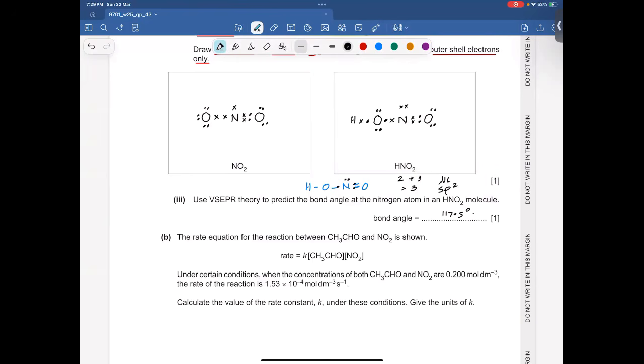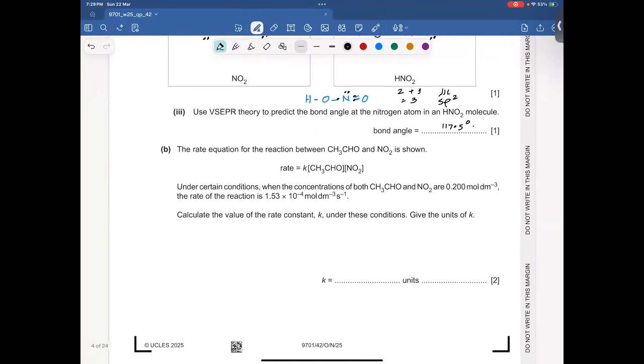Okay. So guys, I think you need to revise the bond angles also from the A1 chemistry lectures. All right. The examiner can ask this sort of area also.